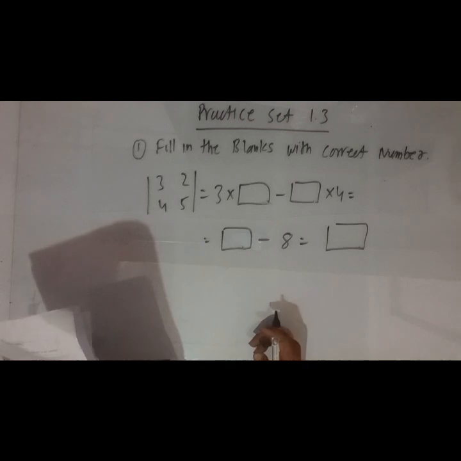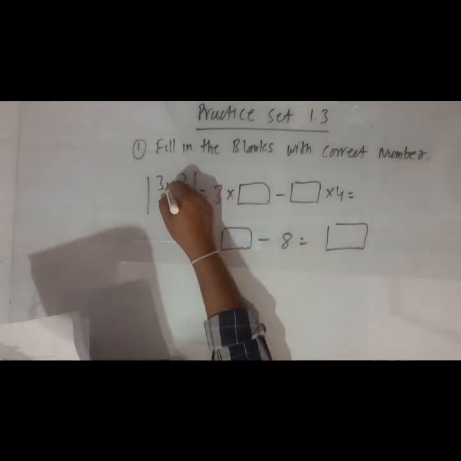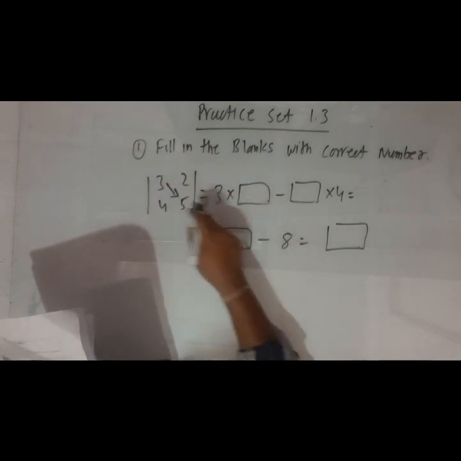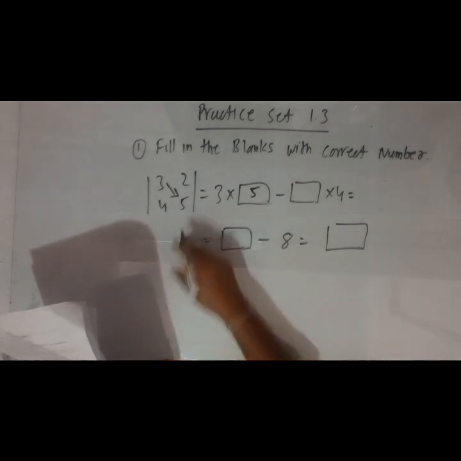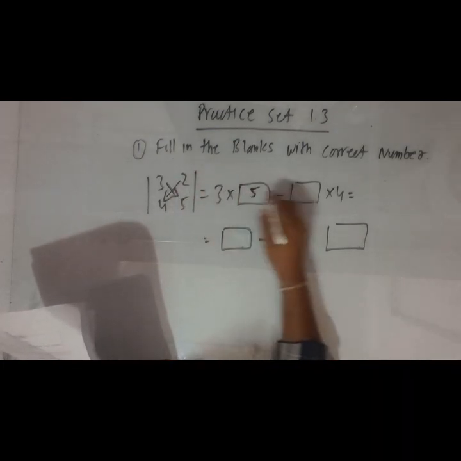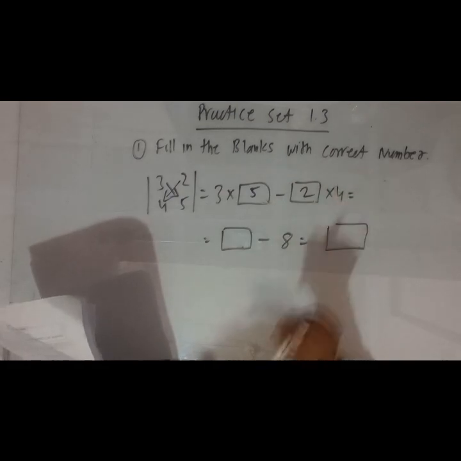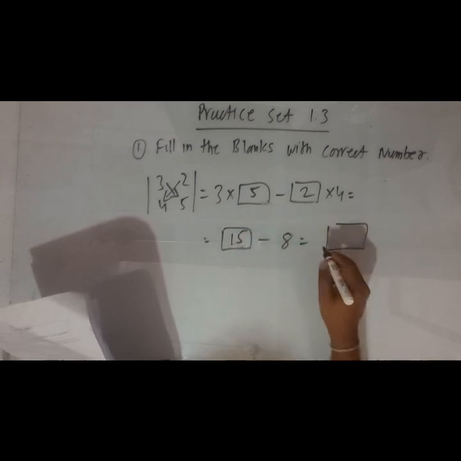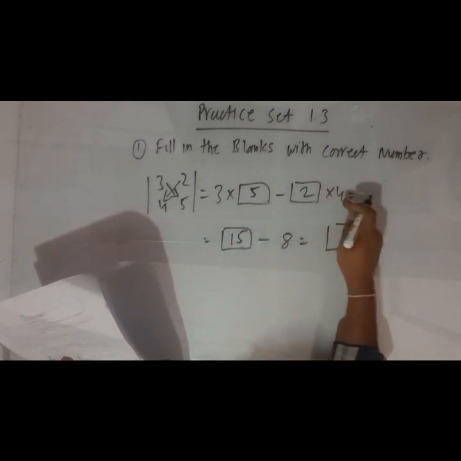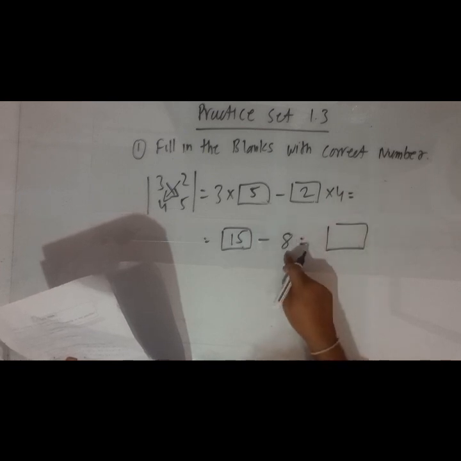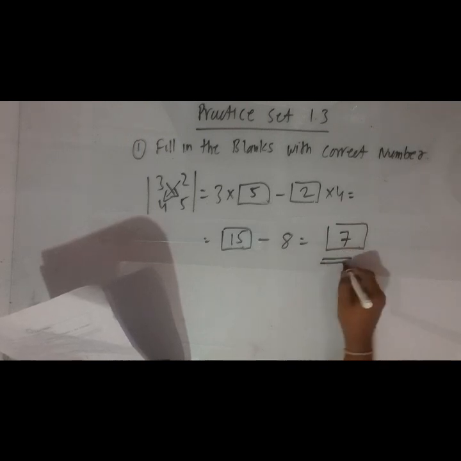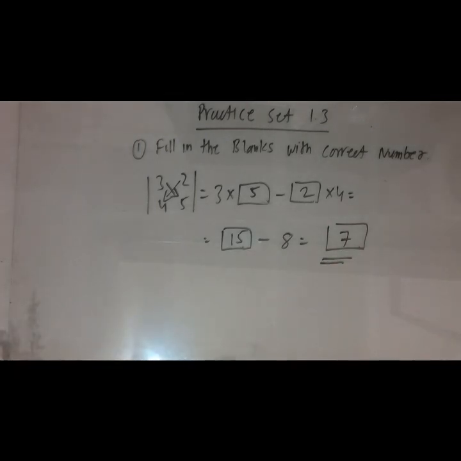Now I told you how to solve this determinant. First you cross multiply this 3 and 5. So 3 is already given, into 5. Then you cross multiply, minus, 2 into 4. Now what is your answer over here? 5 into 3 is 15. And what about here? Yes, 2 into 4 is 8. Now 15 minus 8 is how much? 7. So this is your answer. So this way you can solve this fill in the blanks type question.